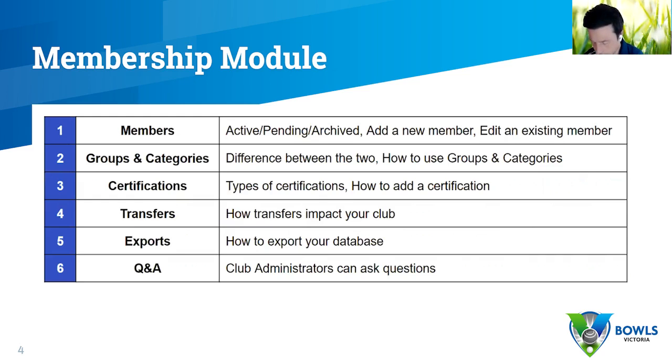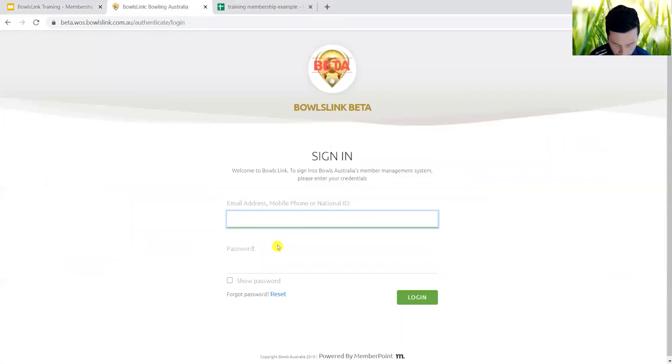All right, let's move on to our first one, our members. First thing I'm going to do is log into BowlsLink. Today I'm using the beta system. So this is our training section of BowlsLink. So it's not real. It allows us to do a whole lot of simulation without using real members.